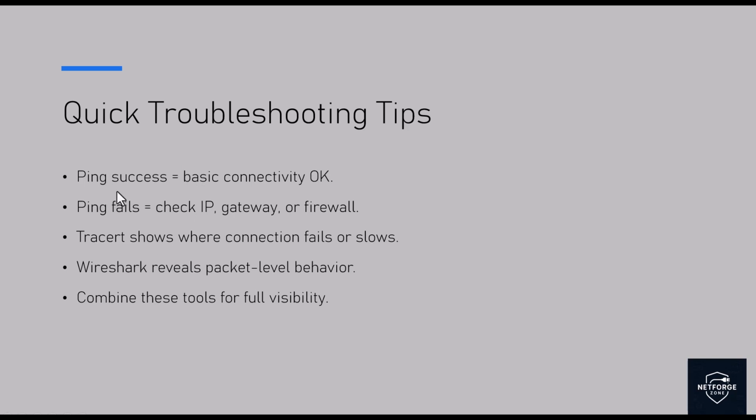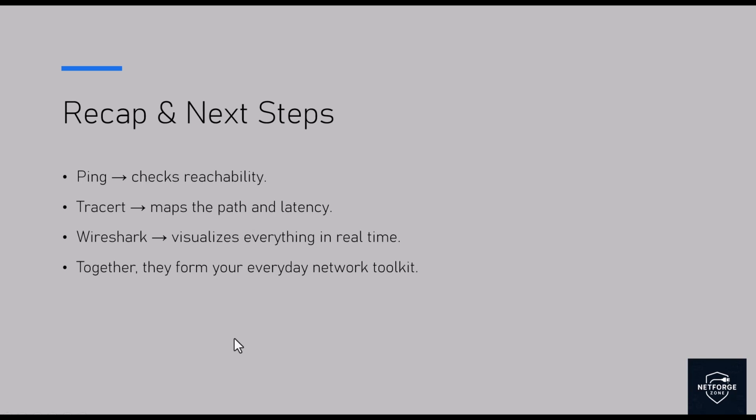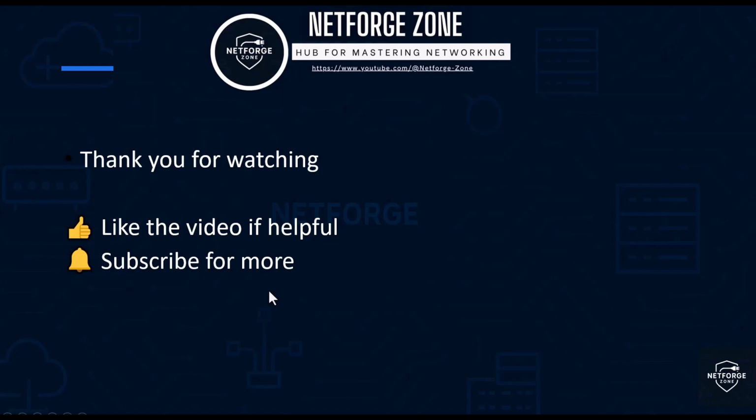The ping successful means that basic connectivity is okay. If ping fails, you need to check the IP as we did. Check the gateways or firewalls. Traceroute shows where connection fails or slows, because we can see the timeouts there, as a matter of fact, in front of the traceroute. Wireshark, of course, reveals packet level behavior as you saw it. And combine these tools for full visibility, and you're going to have a nice troubleshooting set of tools in here. So let's say recap, and then we are almost done with these basic tools.